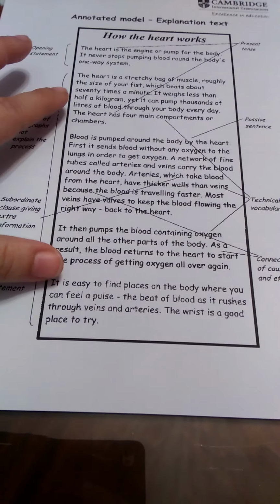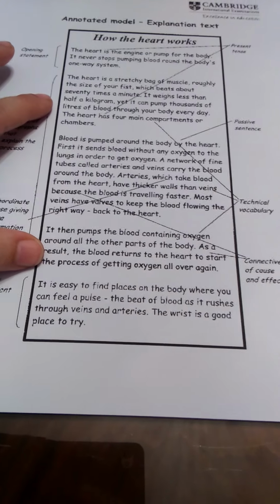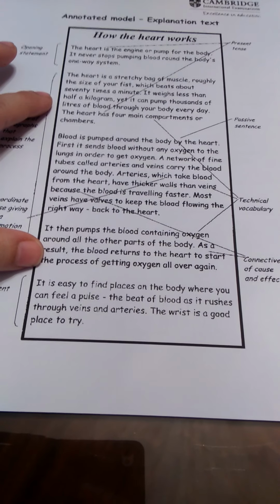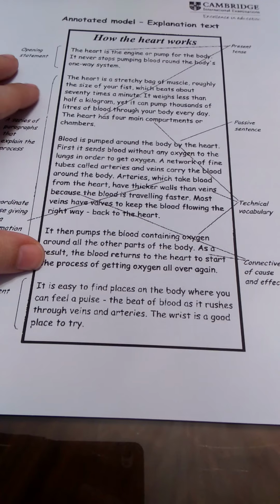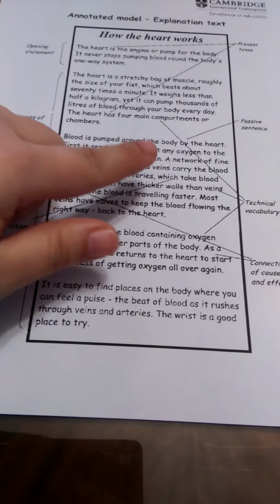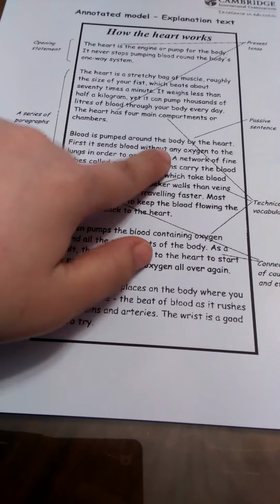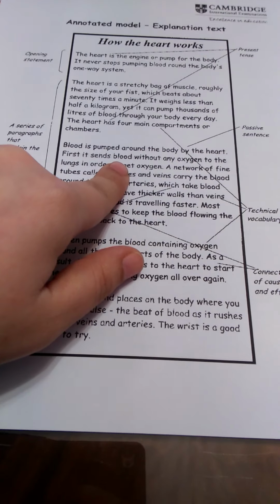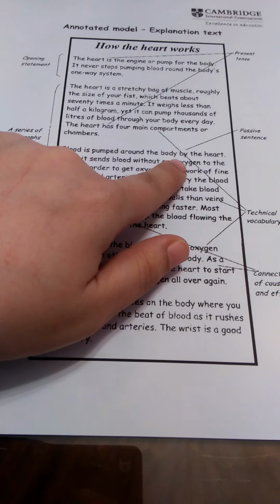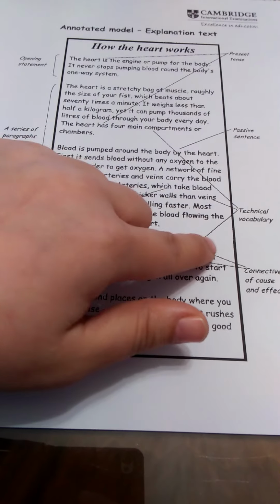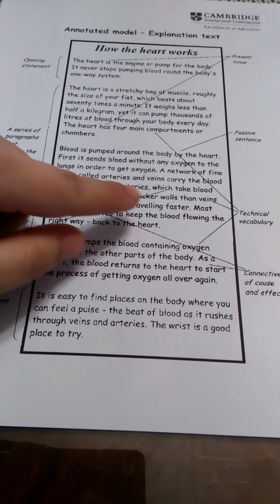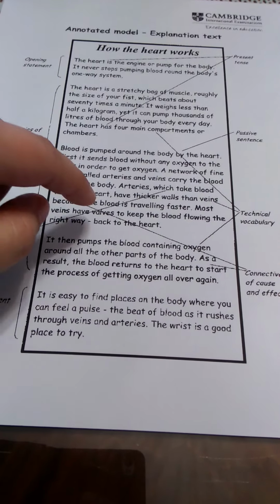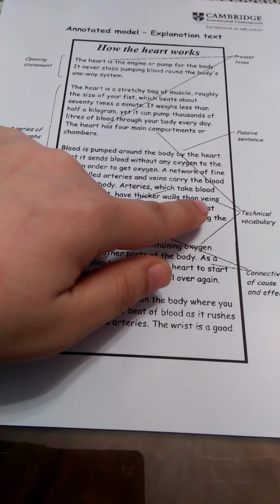Okay, so this part is the body. What did you see in the body? The present tense, passive sentences, like blood is pumped around the body by the heart, and of course lots of technical vocabulary. Oxygen, arteries, veins.